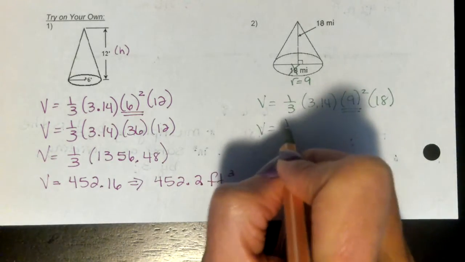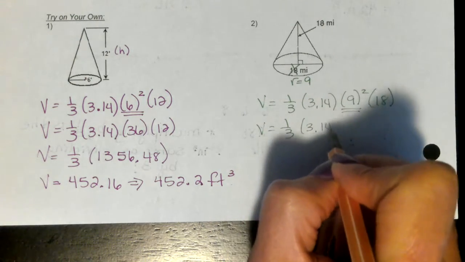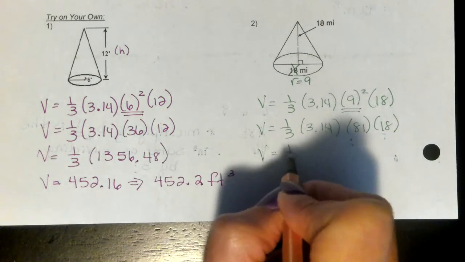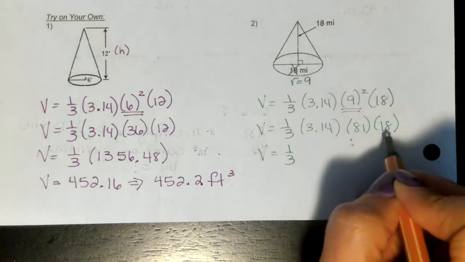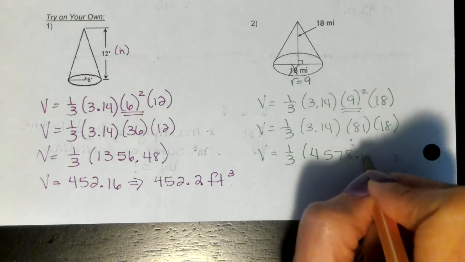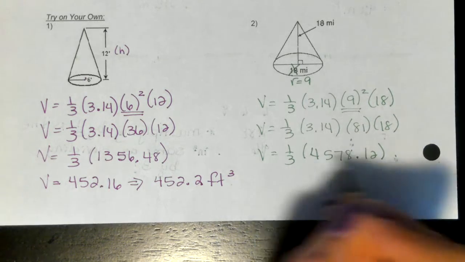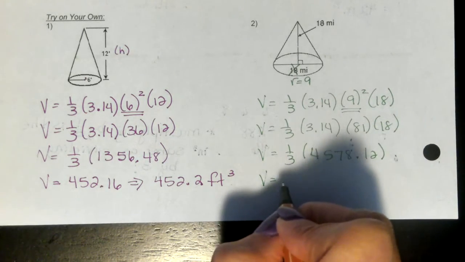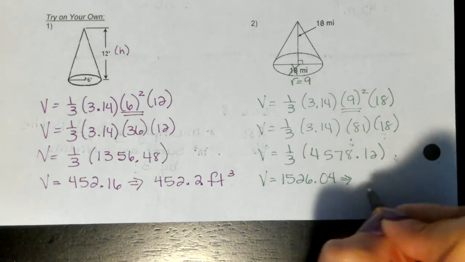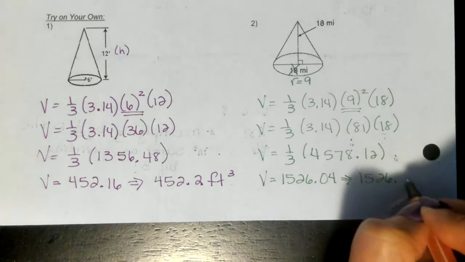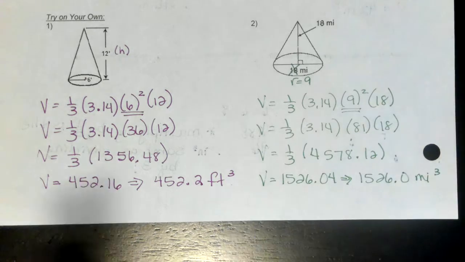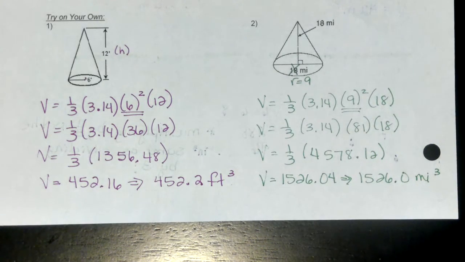So I get 1/3 pi 81 and 18. I'm going to multiply all 3 of these pieces together. That's going to give me a pretty large number, 4,578.12. And then I'm going to divide that answer by 3, 1,526.04. If we are rounding, 1,526.0, or just 1,526, and we're in miles, so miles cubed. So this is our volume.